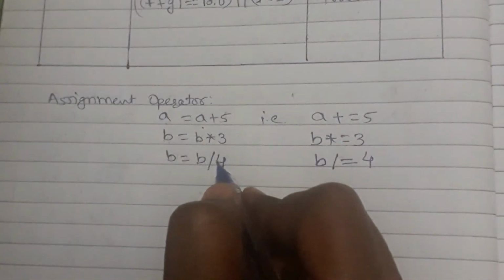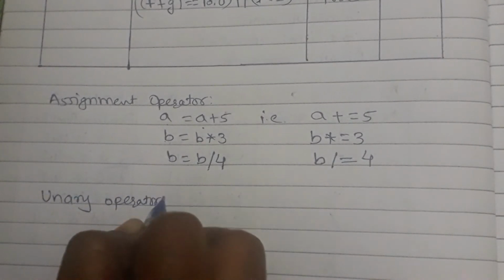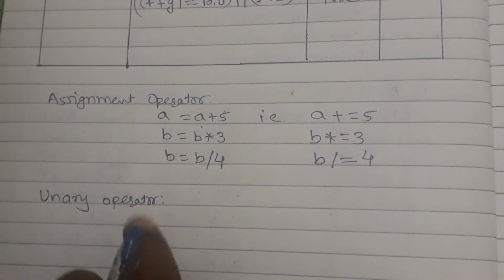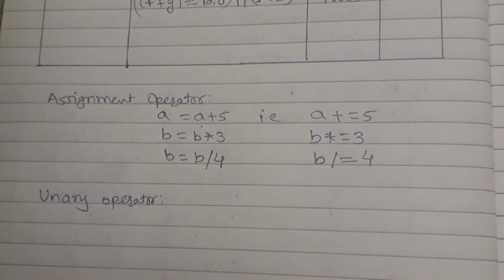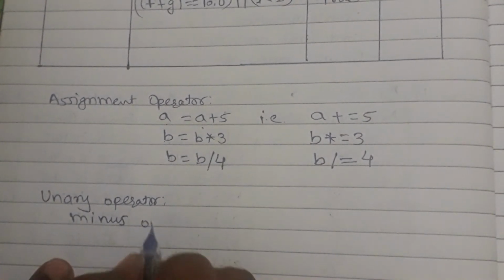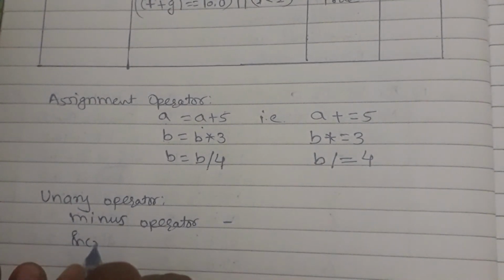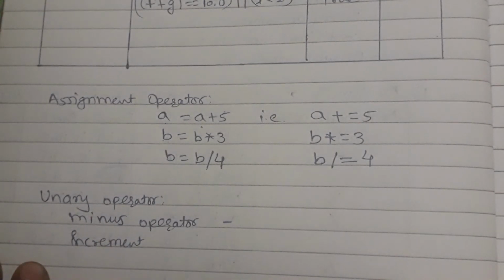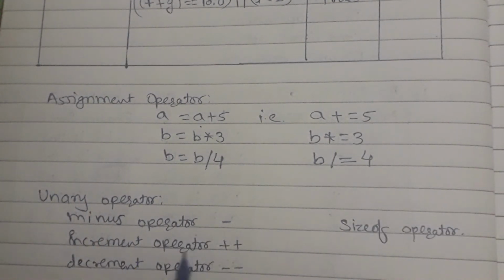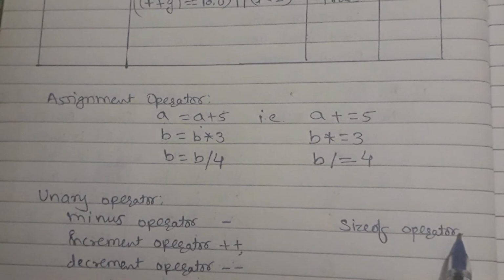Now the next operator is the unary operator. A unary operator acts on a single operand to produce a new value. So that is called a unary operator. There are some unary operators, for example, the minus operator, then the increment operator, that is plus plus, the decrement operator, that is minus minus, and the sizeof operator.